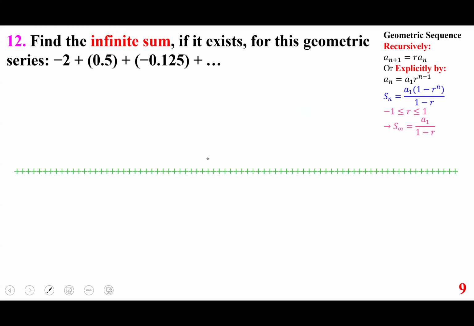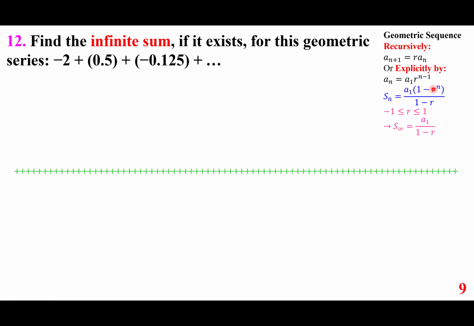Okay, find the infinite sum if it exists for this geometric series. Let's remind everybody first that this is S sub n. If n is any number, it is considered finite and it's considered a partial sum. However, if n is infinity, then that's what infinite sum means.